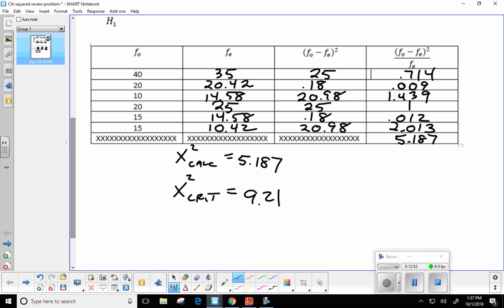Okay, so now let's compare the two. 5.187, 9.21, well, that's definitely less than. Now, we wanted ours to always be what? Greater than. So this means what? They are independent. So the way we'd say that is we do not reject the null hypothesis. Okay, we say that they are independent.